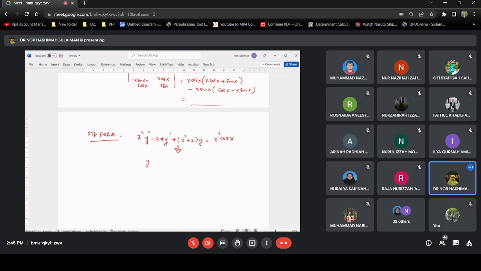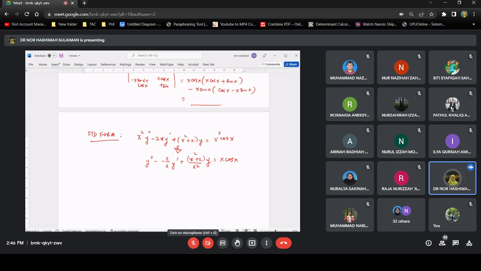Maknanya you need to divide all the terms dengan apa? Dengan X kuasa 2 lah kan. Kita nak cari apa nak bagi-bagi ni? Tolak 2 per X, Y prime plus X squared plus 2 divided by X squared, Y equals to berapa? X cos X, isn't it? Betul ke? Betul lah kan?